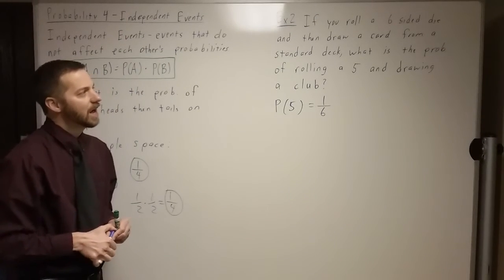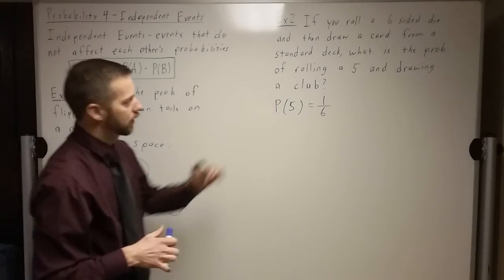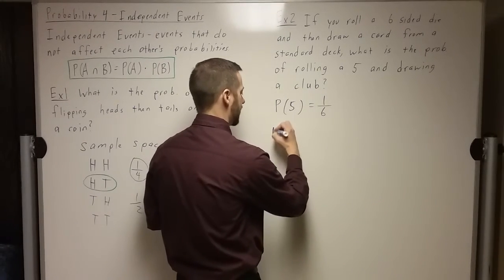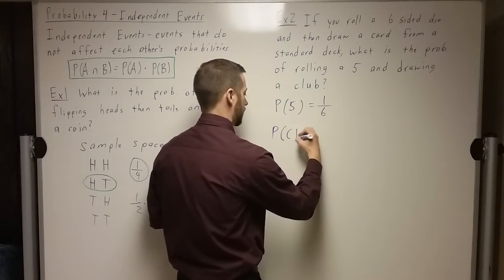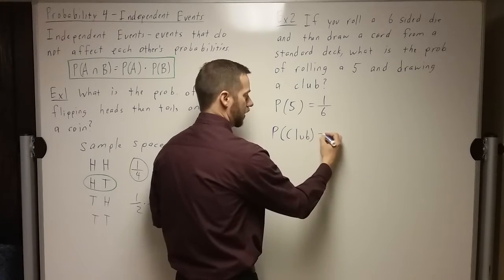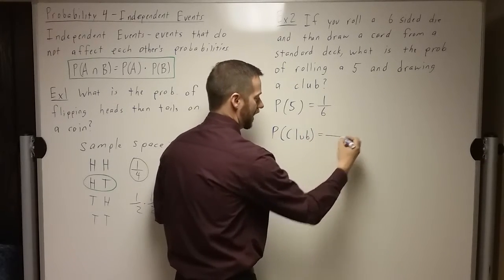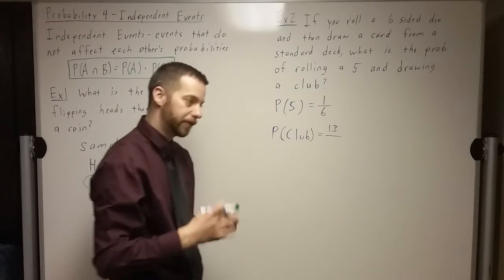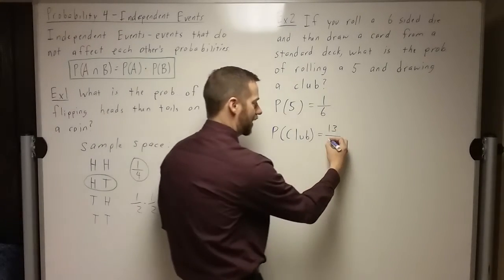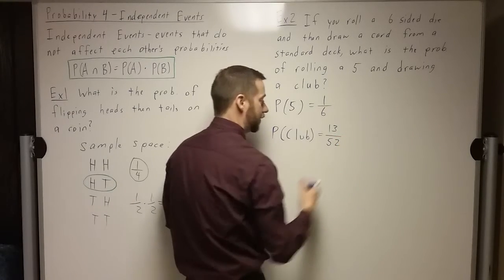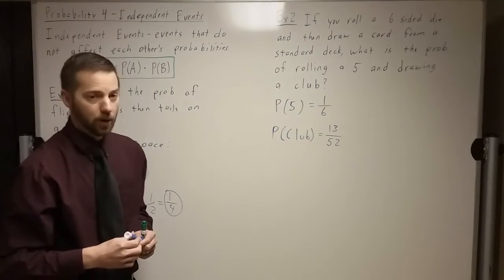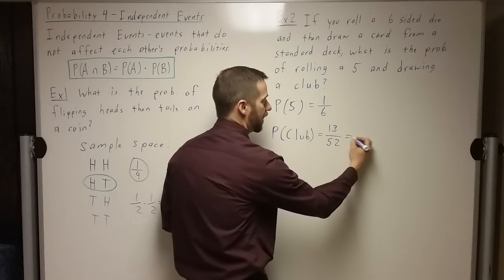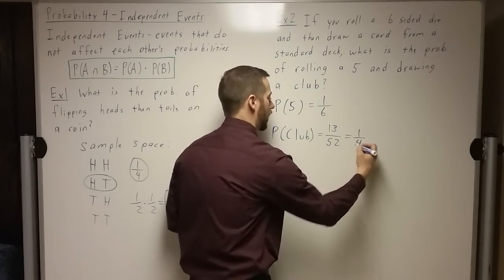All right, now for drawing a club, we need to figure out how many clubs there are in a deck. So the number of clubs we have is 13. And like I said, if you didn't know that, refer to that standard deck of cards reference I gave you guys. Out of 52. Or I'm going to simplify a little bit here because 13 over 52 simplifies quite a bit. This is 1/4.